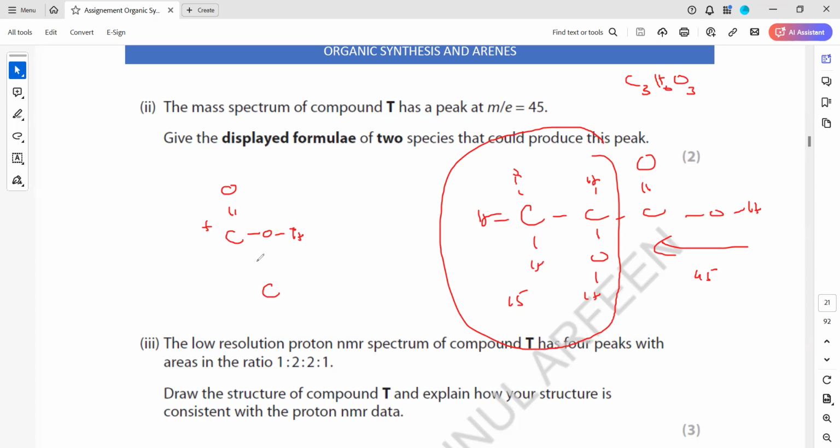Why did we not consider a ketone? Because when I try to make a ketone, it does not match the molecular formula. If I try to make this a ketone with 3 oxygens, then the number of hydrogens is not balanced. That's why we did not take this as a ketone or even an aldehyde.